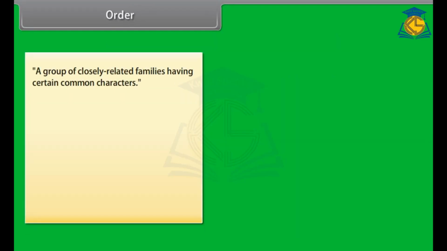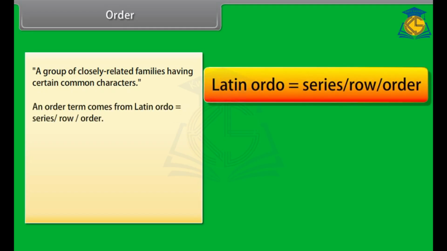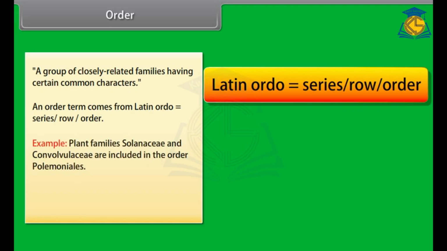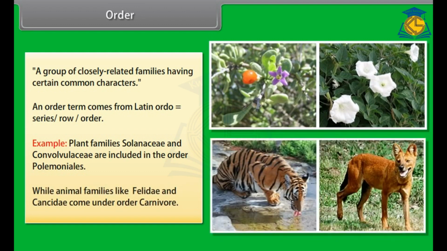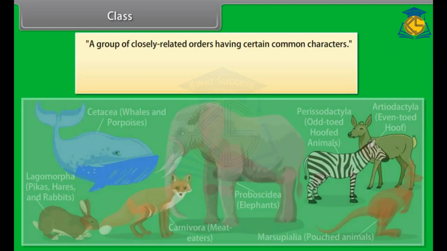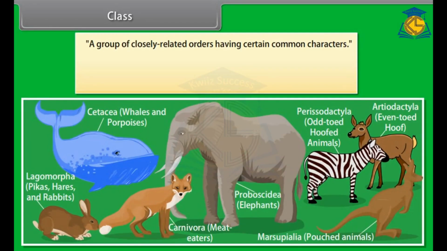Order. A group of closely related families having certain common characters. The term order comes from Latin ordo, series, row, order. Example, plant families Solanaceae and Convolvulaceae are included in the order Polemoniales, while animal families like Felidae and Canidae come under order Carnivora. Class: a group of closely related orders having certain common characters. The term class comes from Latin classis, a class or order, sort, kind.